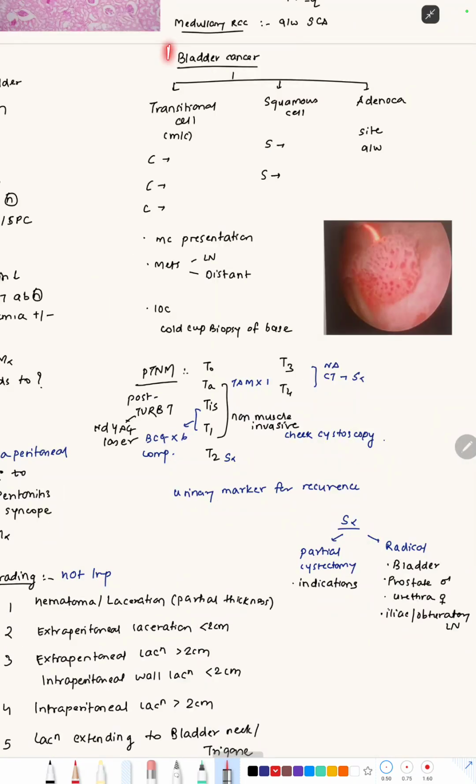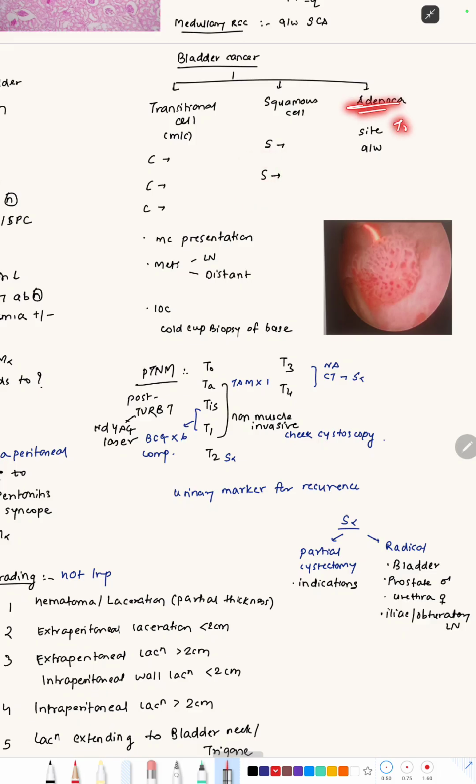Then moving on to the next, that is bladder cancer. In bladder cancer, there are three types: transitional cell carcinoma, which is the most common, then squamous cell carcinoma, and adenocarcinoma. Squamous cell carcinoma is associated with three C's: cyclophosphamide, cigarette, and the third C is chemicals, that is aniline dye or rubber industry. It is associated with smoking, is most commonly seen in African Americans, and also with schistosomiasis, that is bilharziasis.